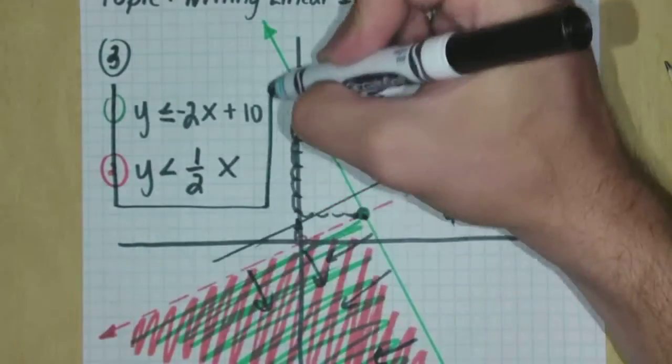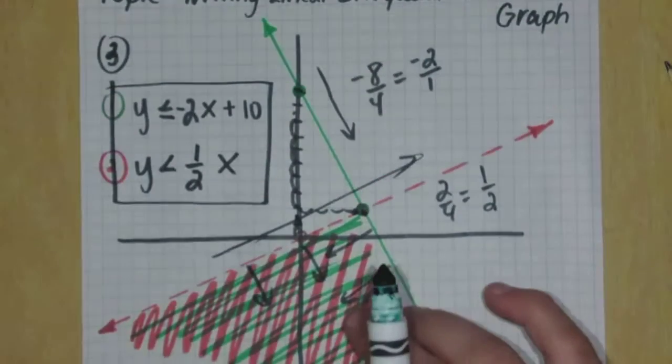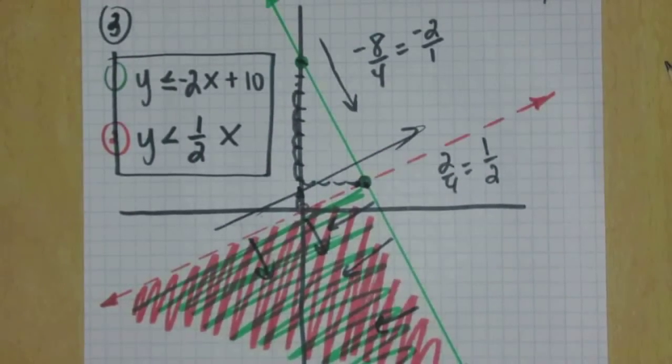There's your system of inequalities that represent this graph with the shaded region below both of those lines.